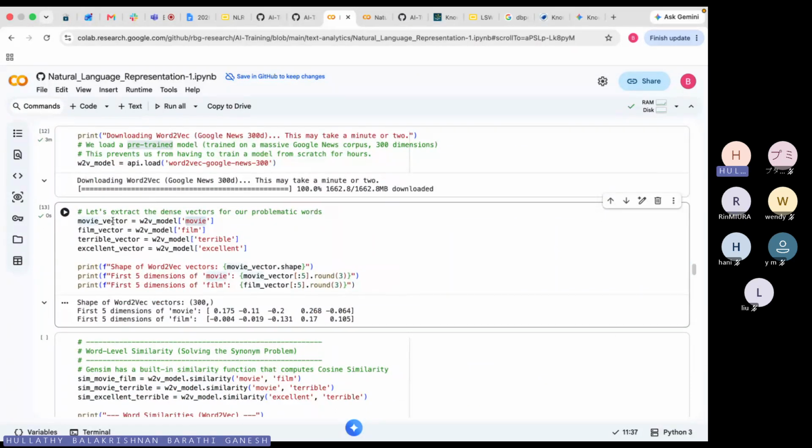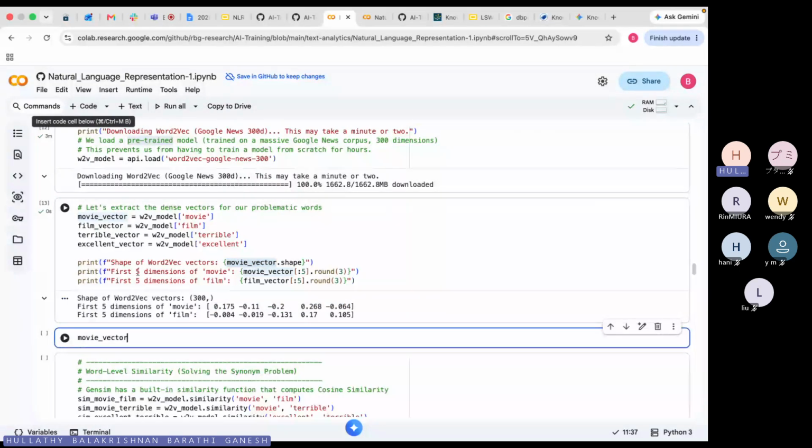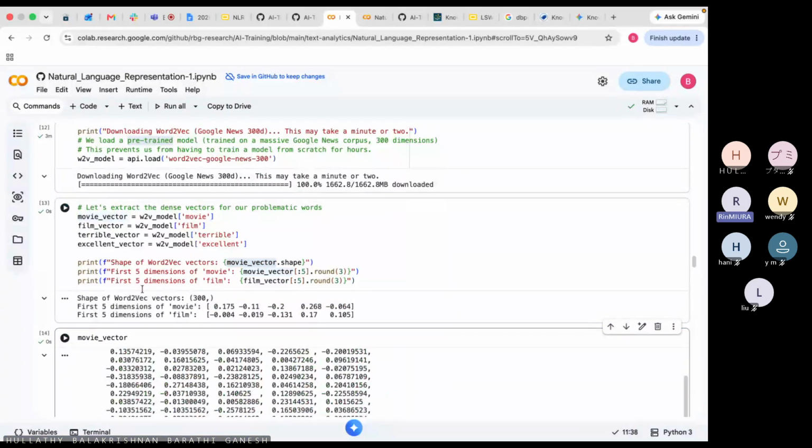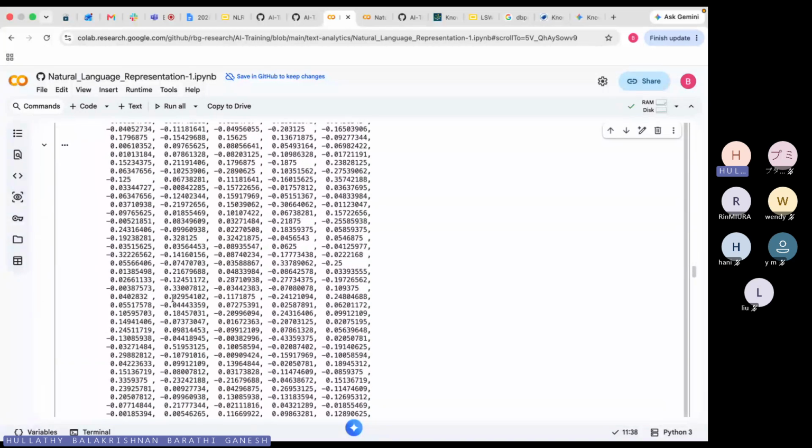So we just got the vectors. If you see, the dimension is actually 300. And these are the first 5 numerical values of this specific vector. I'll just show it. So there are actually 300 values, a sequence of numbers we can see.